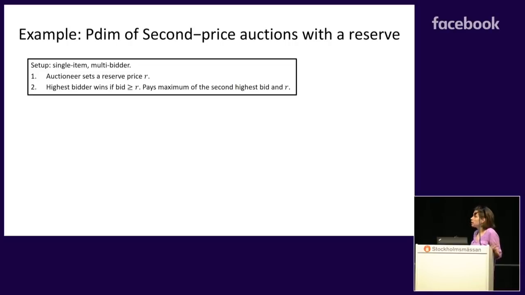The auctioneer sets a reserve price R, and the highest bidder wins if his bid is greater than R, and the payment that he makes is the maximum of the second highest bid and the reserve price R. Okay, and we can show that actually the pseudo-dimension of this class of functions is not too large. It's actually only a constant.